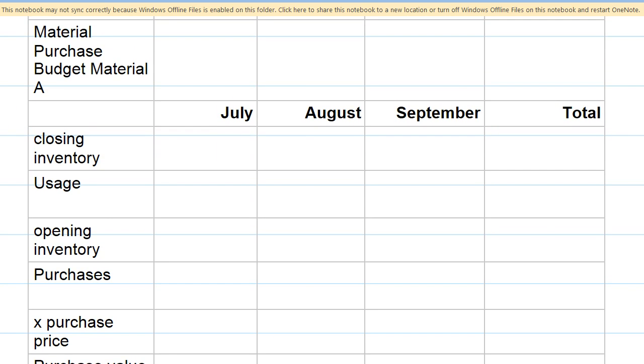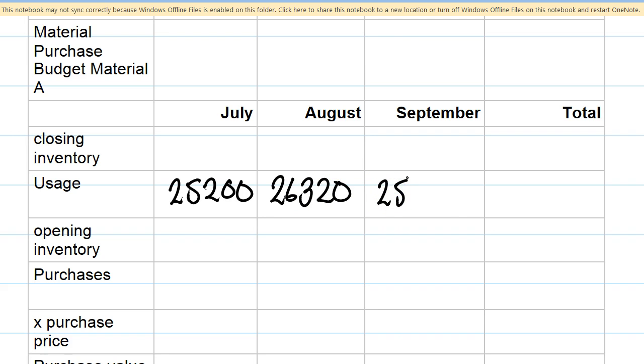I'm going to then use that figure to work out how much I need to buy, and I'm going to do material A in one fell swoop. So we've just calculated that our usage for July, 25,200 kilograms. August, 26,320 kilograms. September, 25,652 kilograms. In total, 77,172 kilograms.